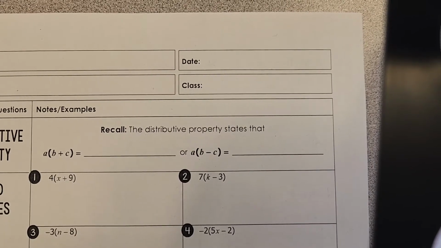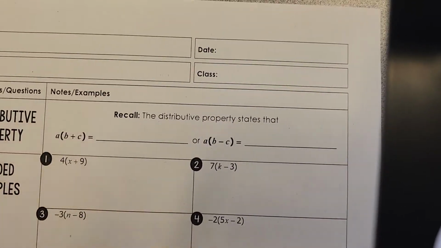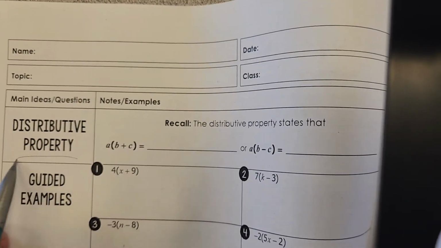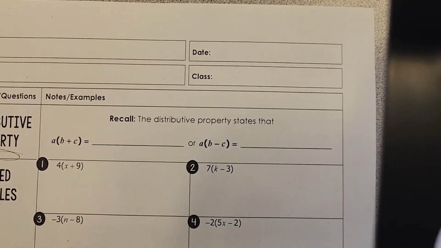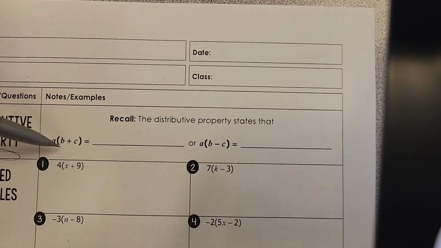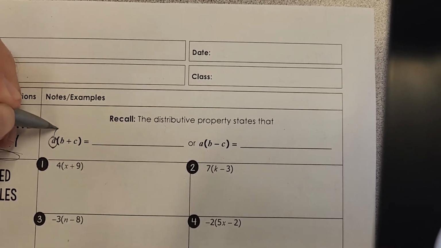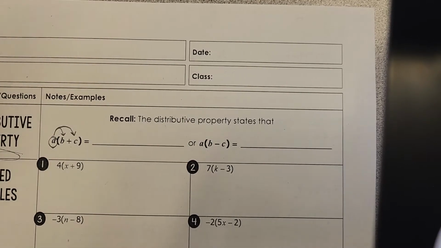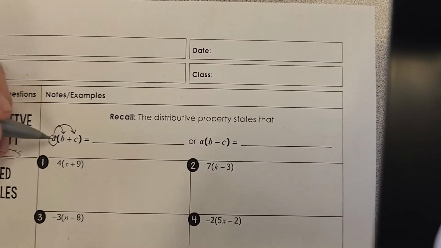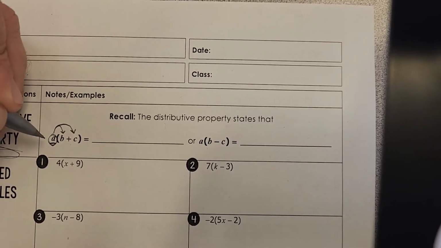All right, hey guys, we're going to do a quick refresh on the distributive property, what that is and how we use it. So we start with some notes. It says recall that the distributive property says that A times parentheses B plus C. What we're going to be doing is taking whatever's outside our parentheses, in this case the A, and distributing it to everything inside the parentheses.